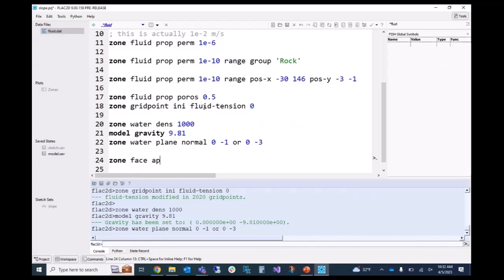Zone face fly pore pressure 19 times 9,810. Gradient 0 minus 9810.